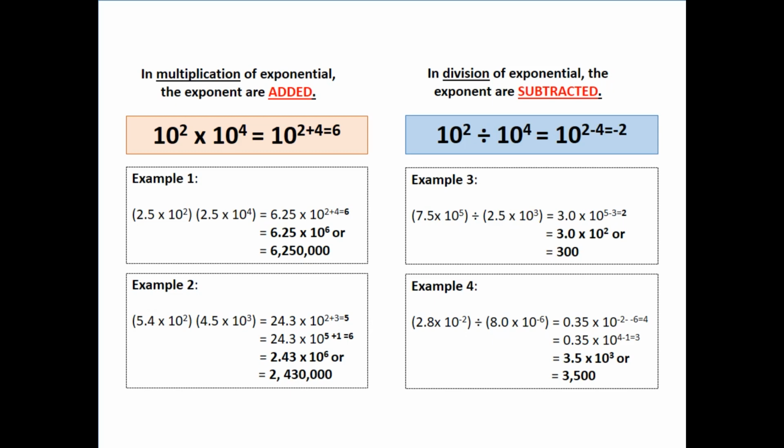Okay, so you have 24.3 times 10 raised to the power of 5. That is because 2 plus 3 is 5. Okay, so remember, I said in the previous slides that when you write in exponential form, your coefficient should not be more than 10. But since 24.3 is more than 10, what should we do?